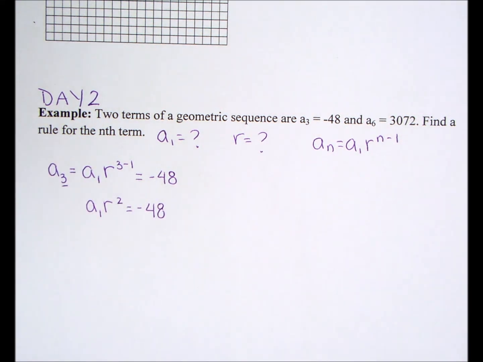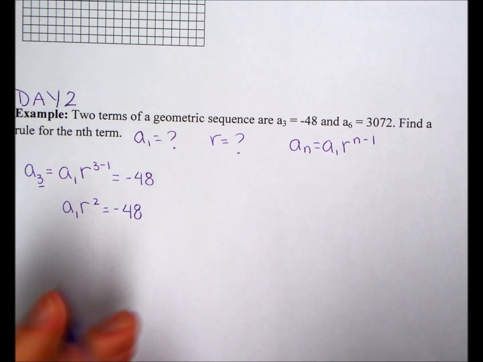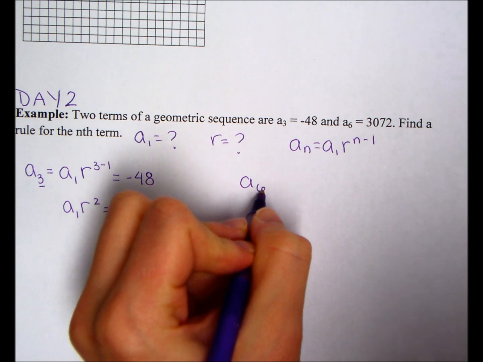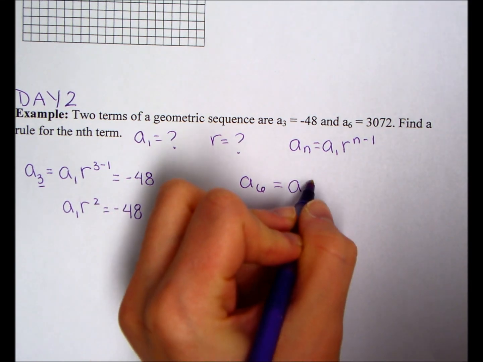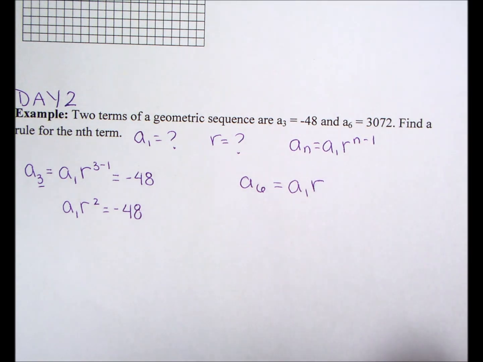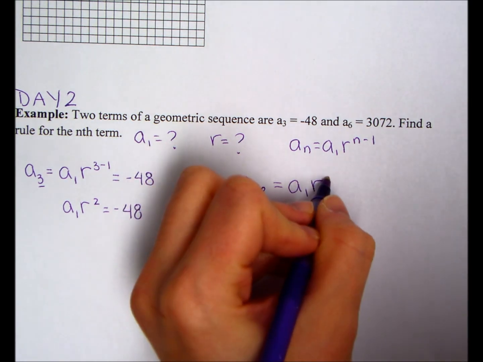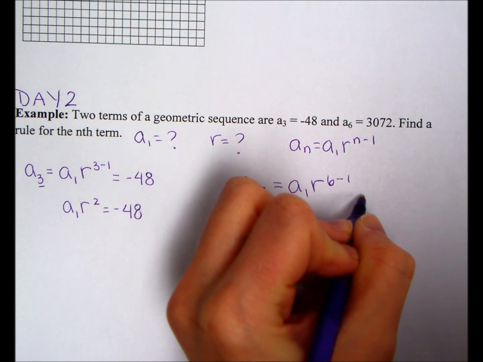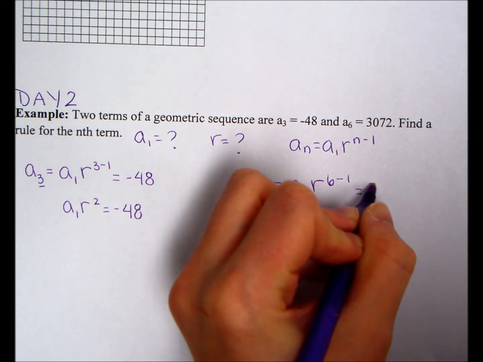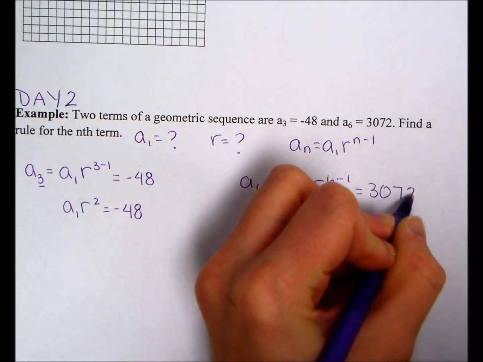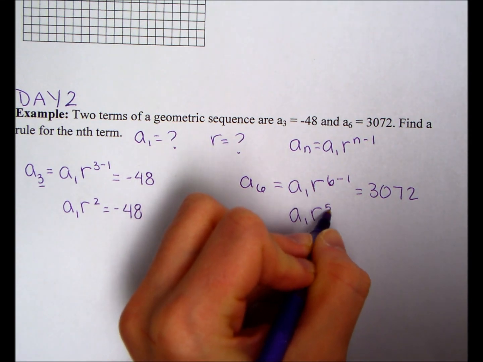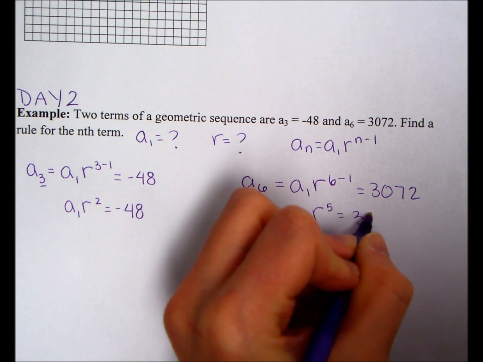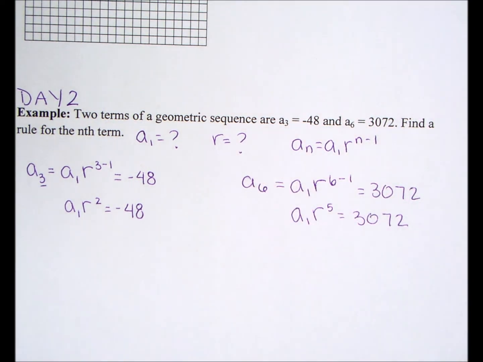All right, not that helpful. Let's try to work with the sixth term and see what happens there. So the sixth term, I'm going to treat it the same way. I don't know what my first term is. I don't know what my r is, but I know it's raised to the n minus 1, so I know it's raised to the 6 minus 1. And I know at the end of the day, it equals 3072. So what I have here is a sub 1 r to the 5th equals 3072.